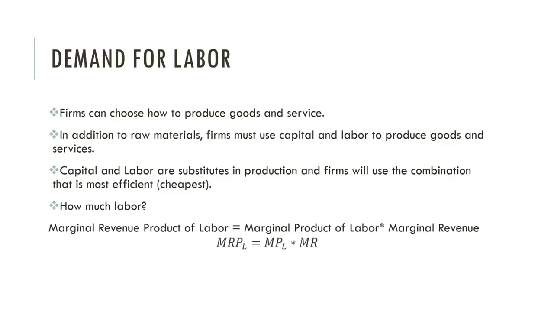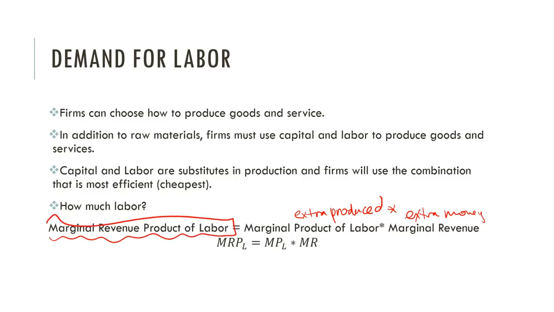So, marginal revenue product of labor looks at how much extra stuff is produced per person per hour times the marginal revenue, or the extra money generated from the sale of whatever quantity that is. And then we multiply those together, and it tells us that marginal revenue product of labor. Sometimes this is just called the value of marginal product of labor, or VMP. In this case, we're looking at MRPL.